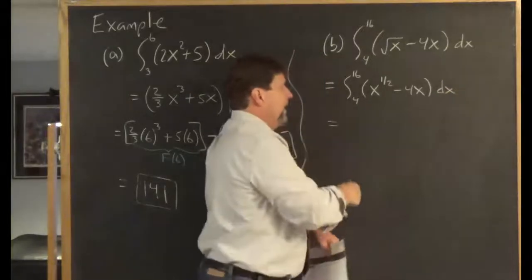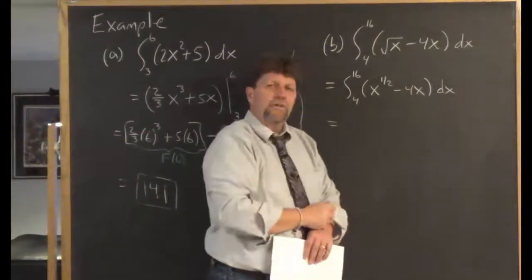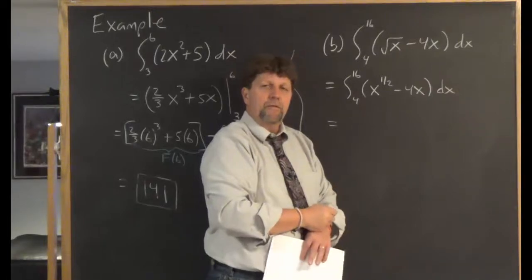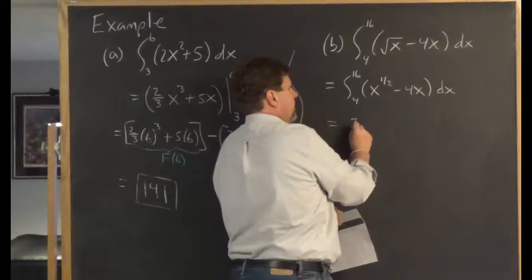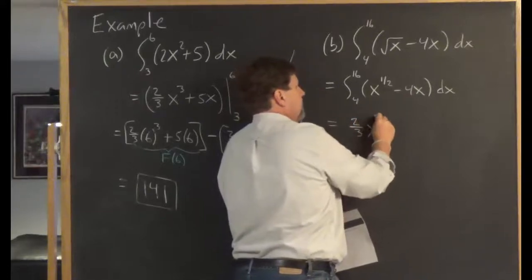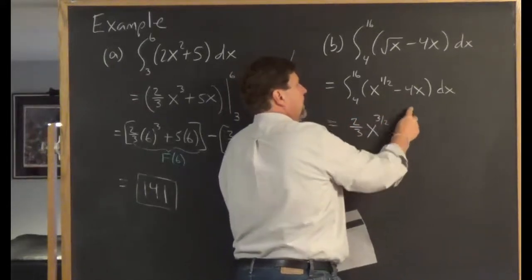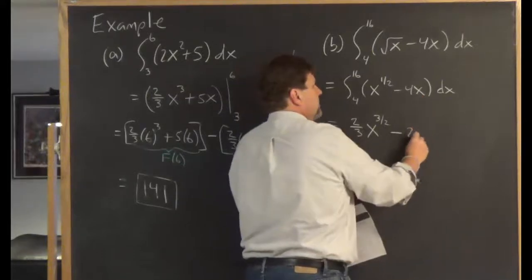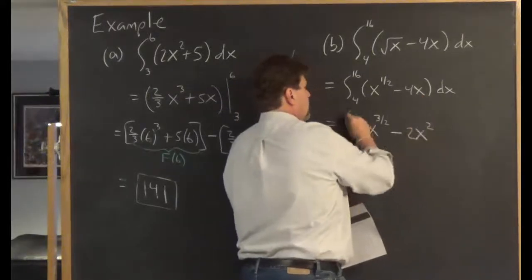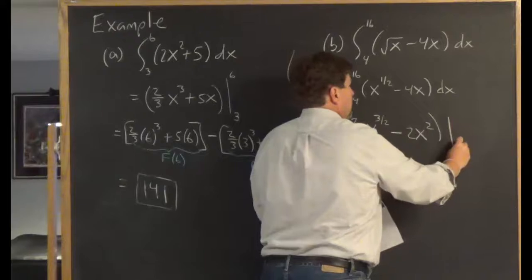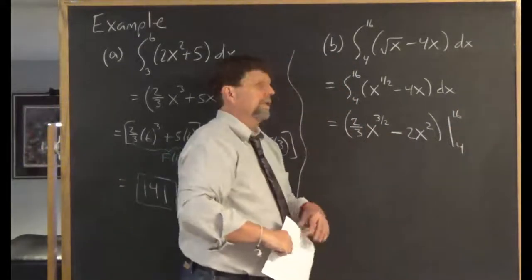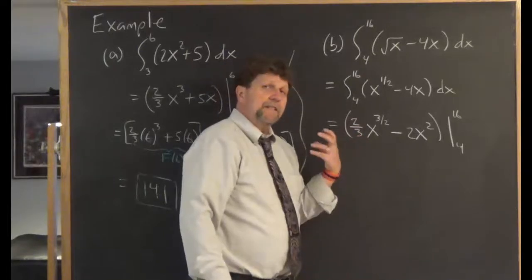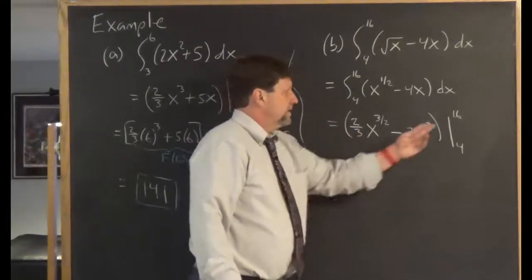Okay, now I get an antiderivative for x to the 1/2 minus 4x. So the antiderivative of x to the 1/2, well, that's 2/3 x to the 3/2. The antiderivative of 4x is 2x squared. Make my vertical bar, put my limits of integration on. So remember to evaluate this now with the fundamental theorem of calculus.